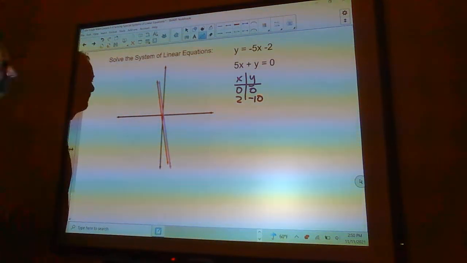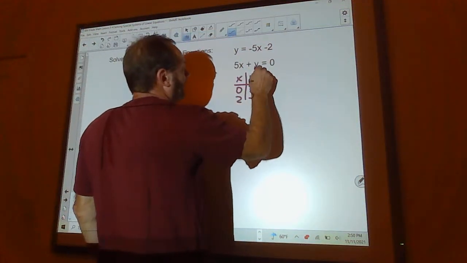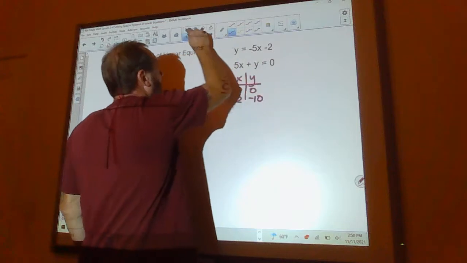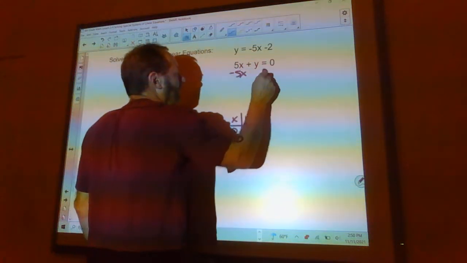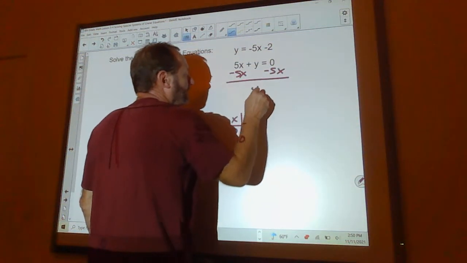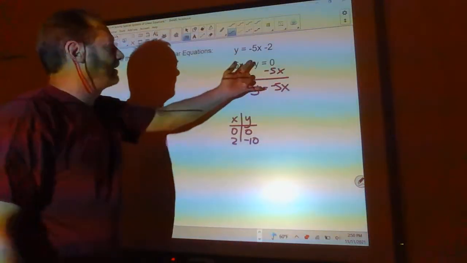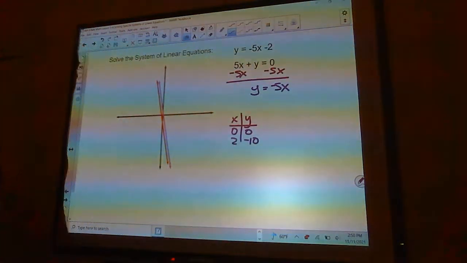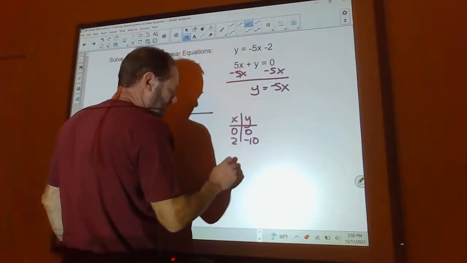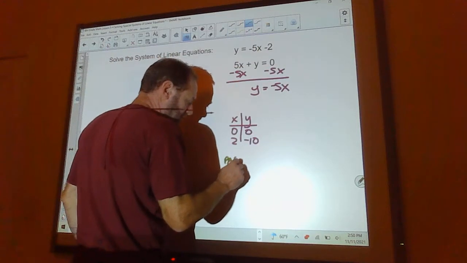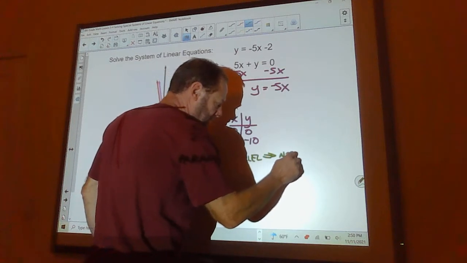They're parallel again. Okay? This would be an easier one than if you just took it and said, you know what, I'm going to subtract 5x from both sides on here. Then it's y equals negative 5x. Now it's in slope-intercept form, and so is that one. You can just look at it and go, hey, the slopes are the same. I'm done. They're parallel. There's no solutions. Okay, so parallel implies no solutions.